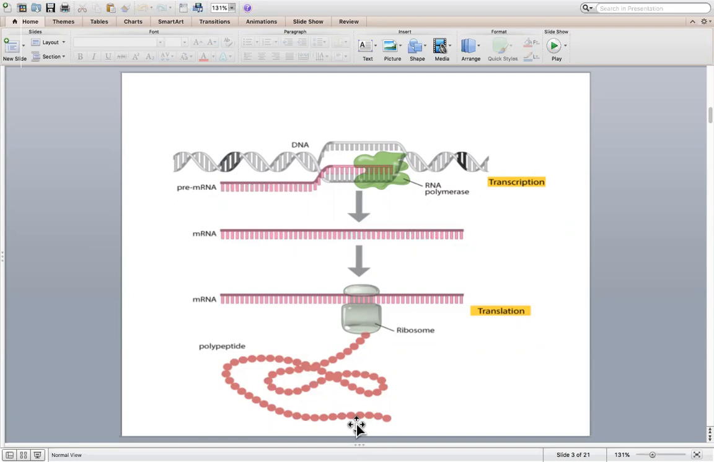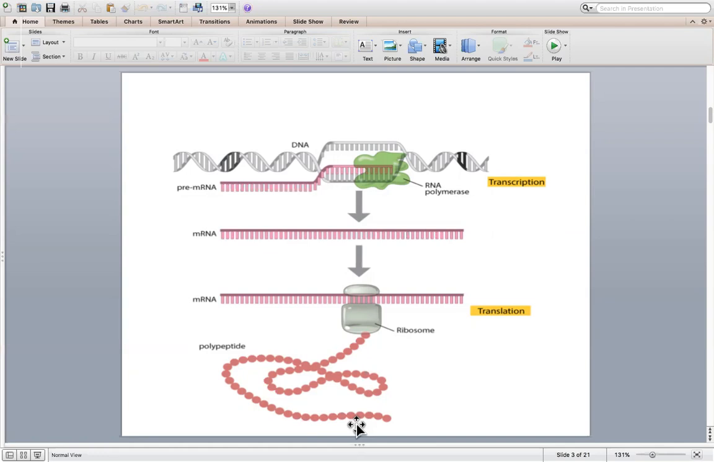And so this pre-mRNA is going to contain exons, which are the coding regions, and it's also going to contain introns, which are the non-coding regions. And then when the introns are spliced out, that's what we refer to as the mature form of mRNA, which results after. And that mRNA product is going to be complementary and anti-parallel to the DNA template strand.